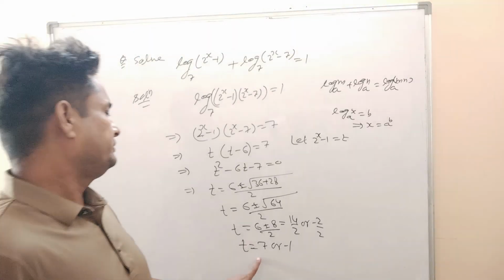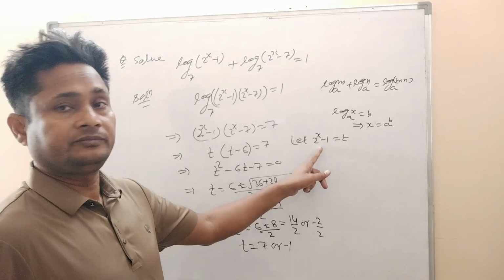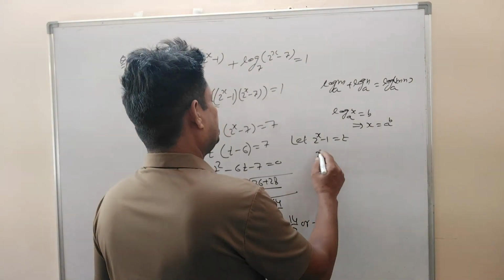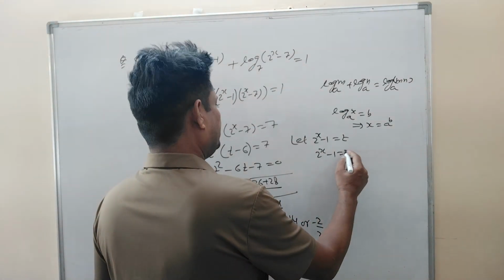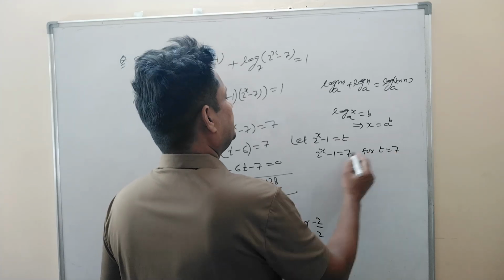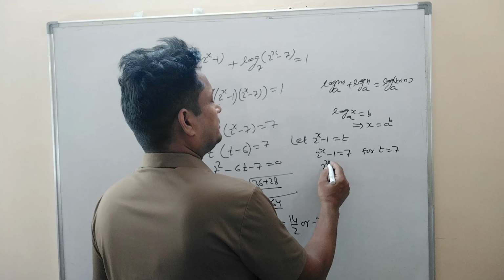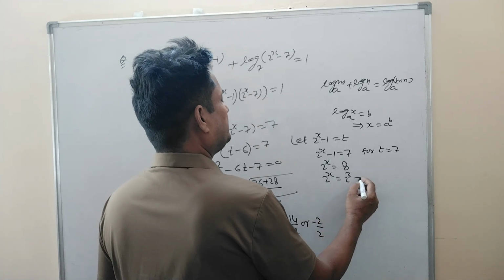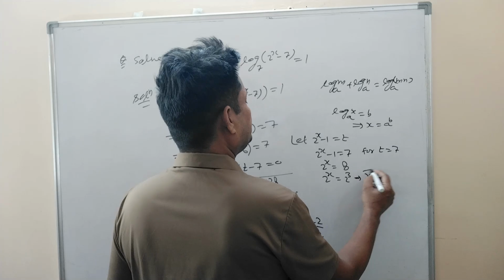Right? Now substitute the value of t. So t is equal to 2 to the power x minus 1 is equal to what? 7, for t is equal to 7. So 2 to the power x is equal to 8. So 2 to the power x is equal to 2 to the power 3. That means x is equal to 2.